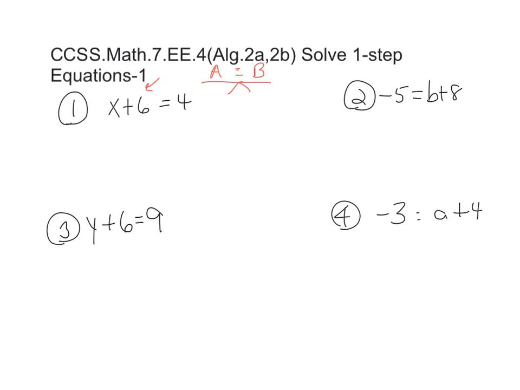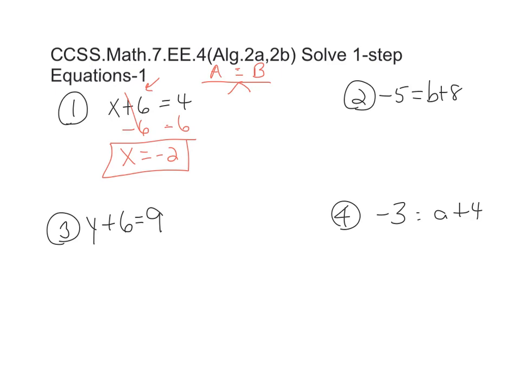You have x plus 6, so what's happening to x is that 6 is being added, so we do the opposite. We are going to subtract 6 on both sides, and that becomes x equals 4 minus 6, which is negative 2. And you box that in. All right, and then the next one gets a little bit harder, but it's okay. You're getting a little bit smarter.